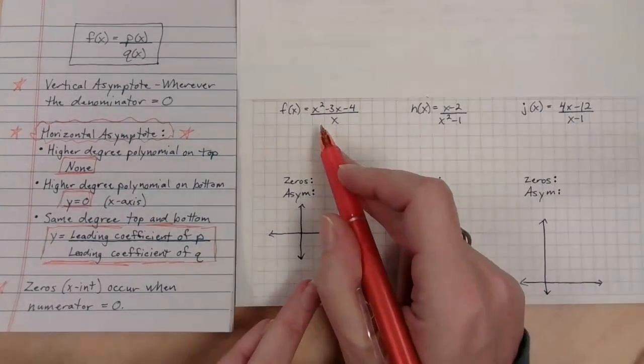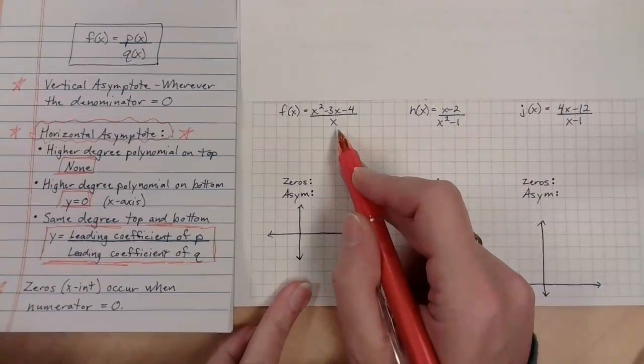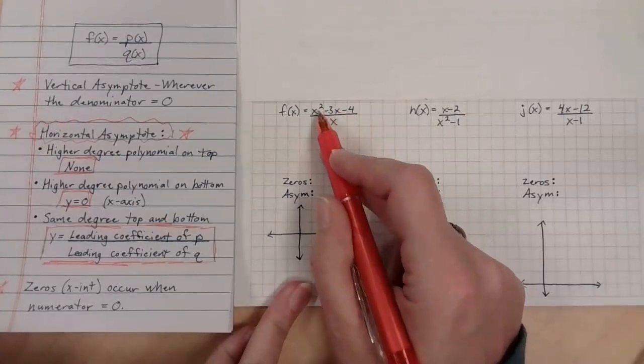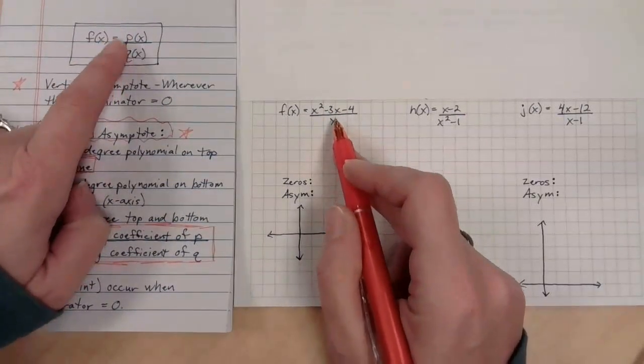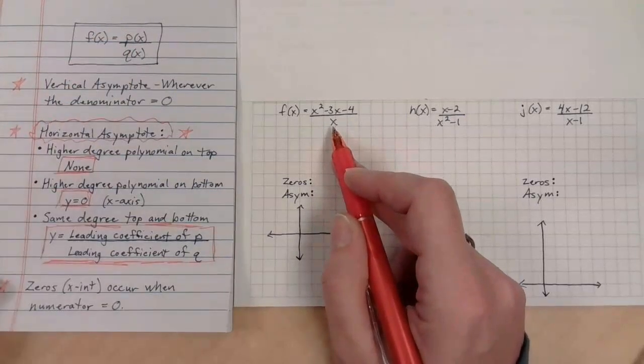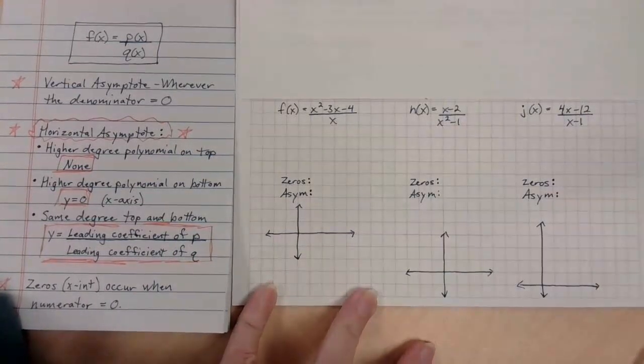So, looking at this guy, f of x equals x squared minus 3x minus 4 over x. How do I know this is not the first type of rational function? Because I do not have a number on top. I have a polynomial on top, and I have a polynomial on the bottom. So this is absolutely type 2. And I want to piece together some of these elements here. So things that I may or may not know.